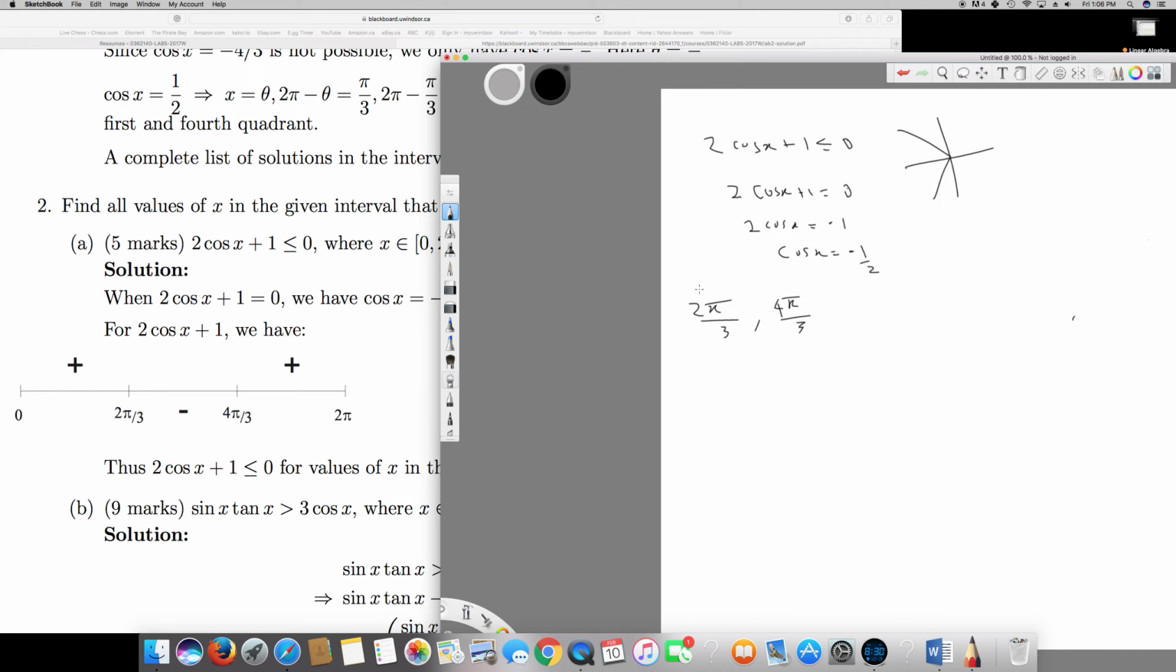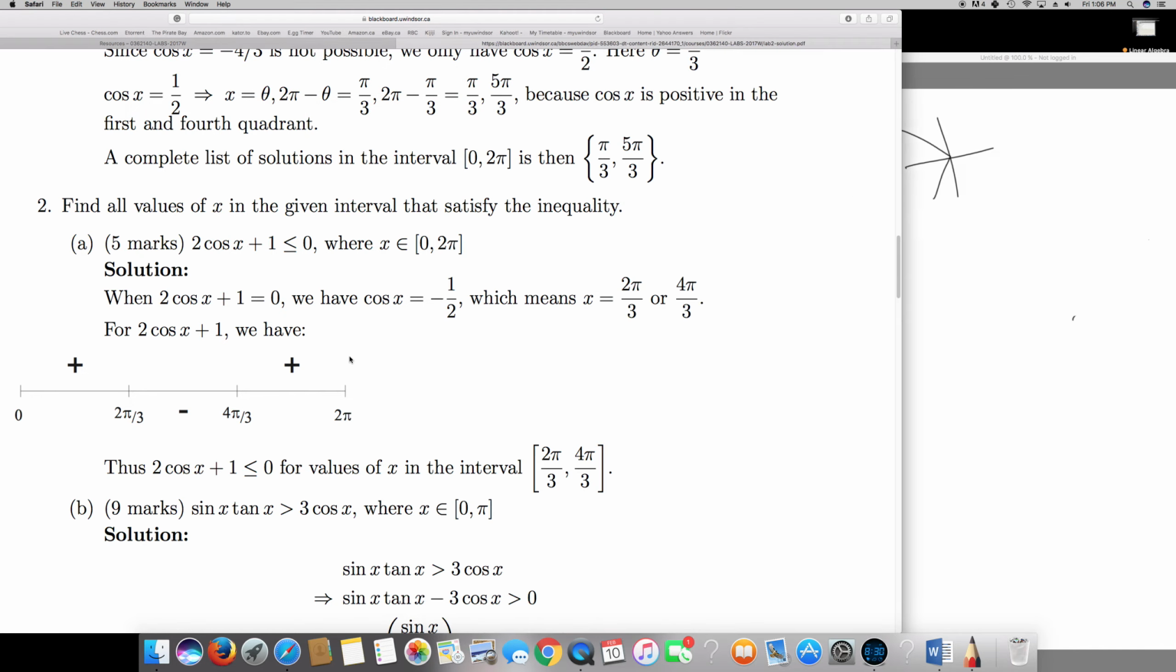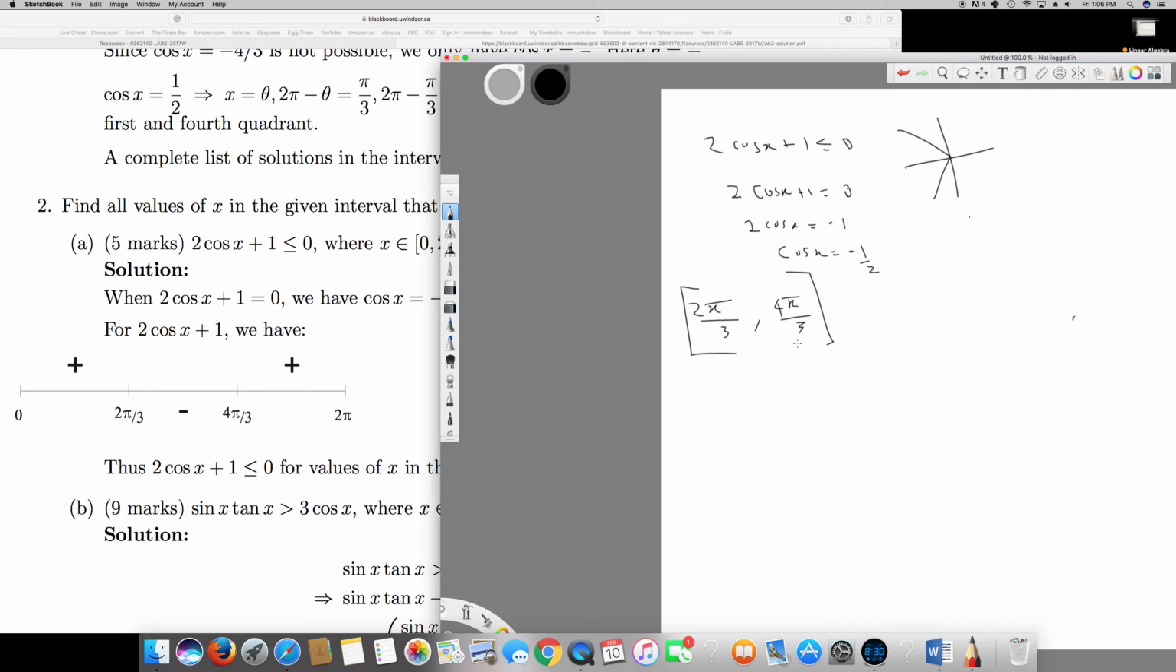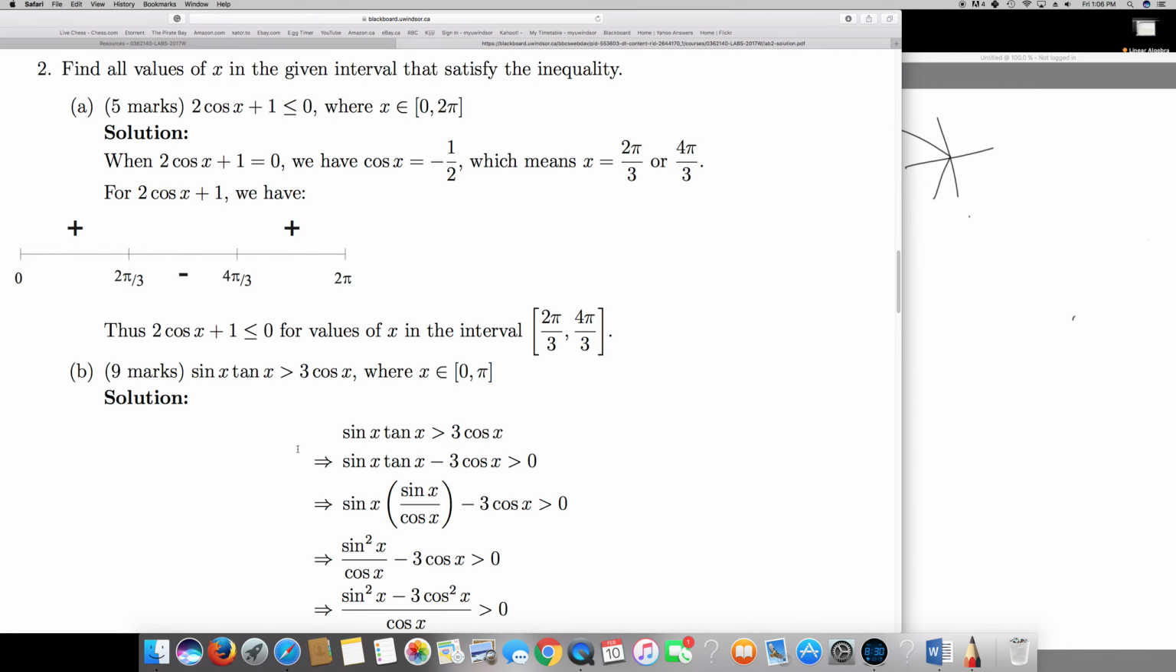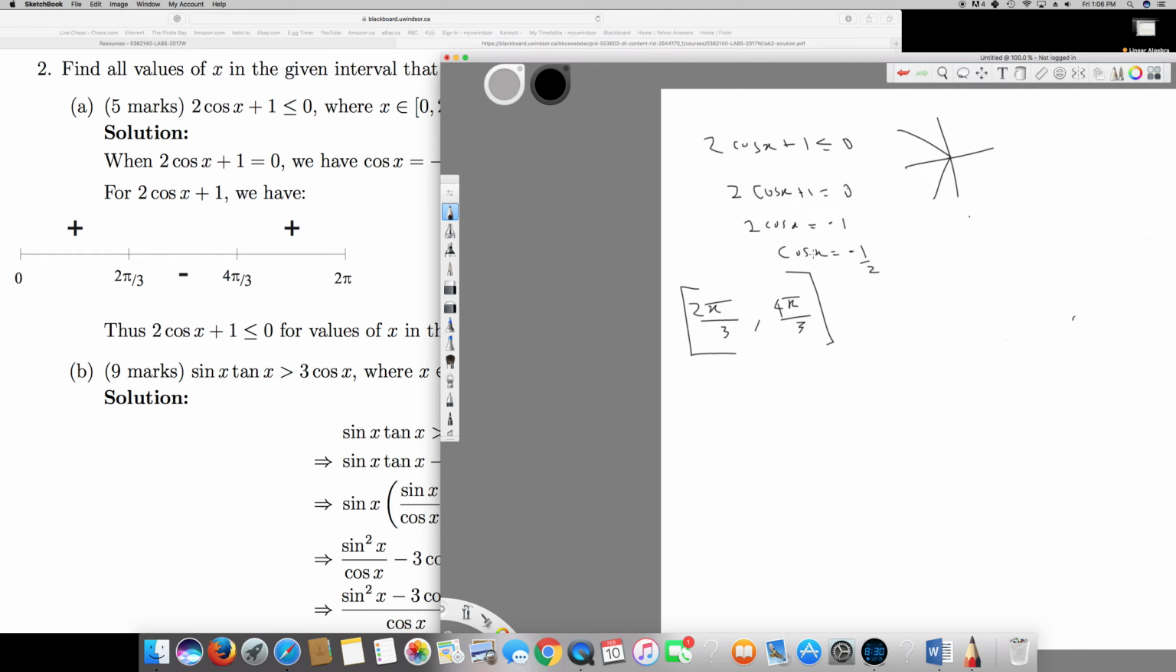So since they are saying this value is less than or equal to 0, therefore the value should be between these two values. That is my answer for this question. And the second question is asking sin x tan x less than 3 cos x.